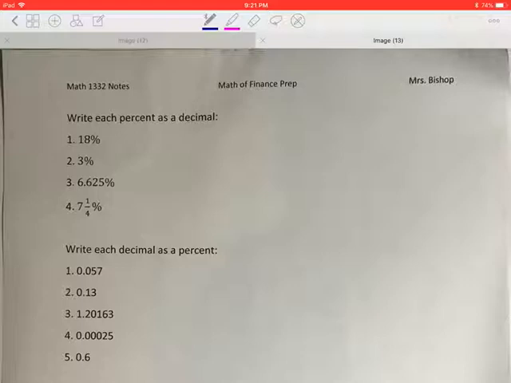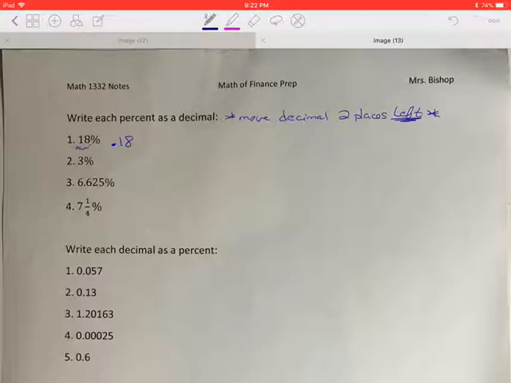So the first thing we're asked to do is write each percent as a decimal. So remember, to change a percent to a decimal, what you're going to do is you're going to move the decimal 2 places left. Okay, so for example, 18%, the decimal is behind the 8. So I would go 2 places to the left, and as a decimal that would be 0.18.